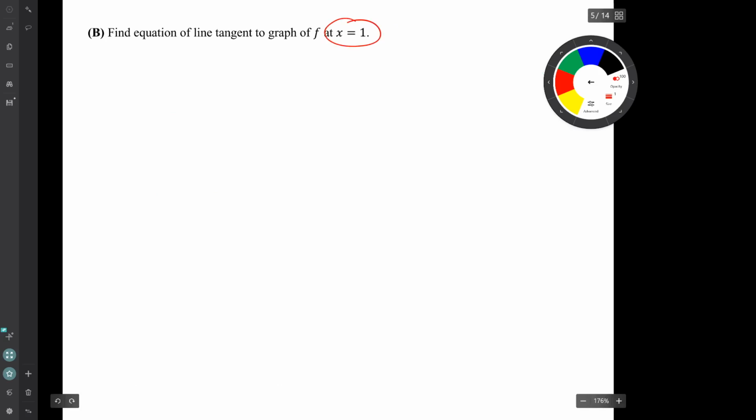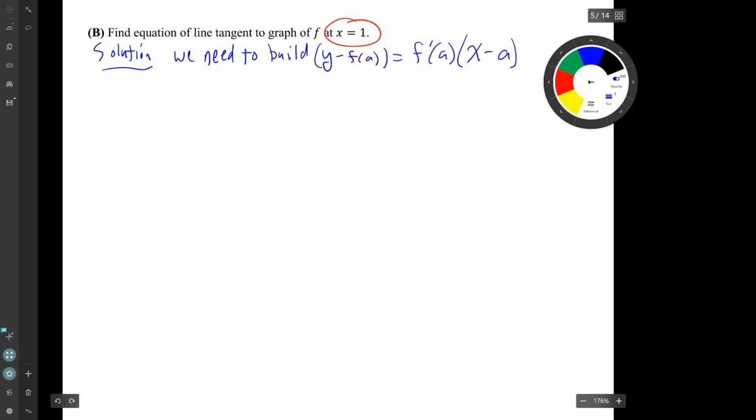Let's go on. Question B is to find the equation of the line tangent to the graph of f at x equals 1. Well, this is going to be a very similar problem. Start by writing down what we're going to do. We're going to build that equation. Remember that that's the point-slope form of the equation for the tangent line. We're going to start by getting the parts.